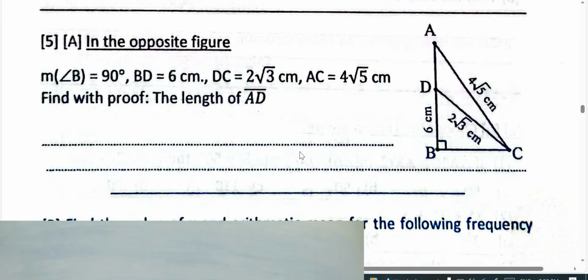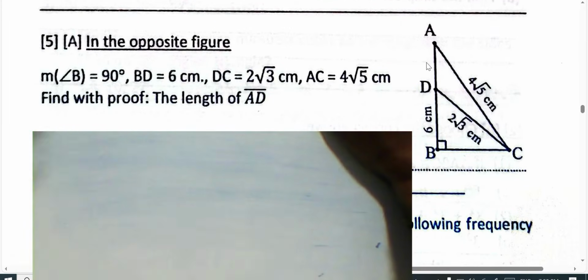Next question. Triangle here, we want to find the length of AD. Okay, first step, we can find the length of BC from a small triangle.